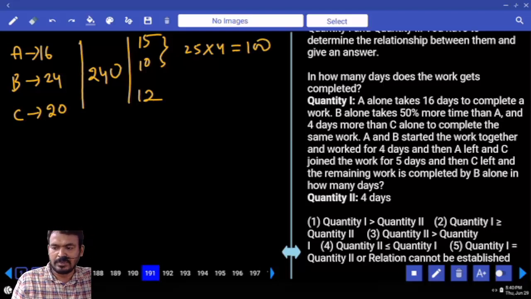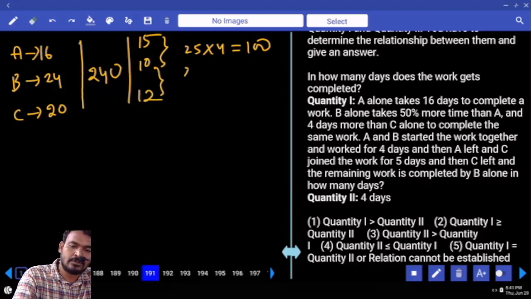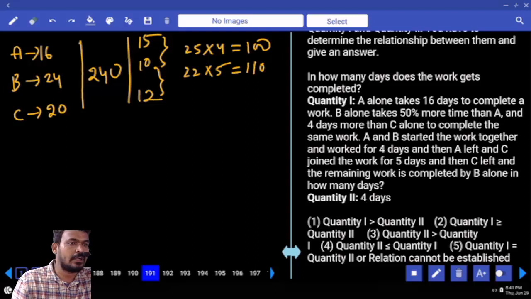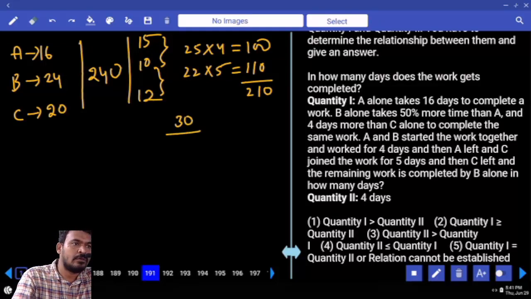Next 5 days, which ones are working? B and C. What is the B and C efficiency? 22, for 5 days. 22 fives are 110. 100 plus 110, total 210 is completed. What is the remaining? 30. The 30 is completed by only B. What is the B efficiency? 10. 30 by 10 means 3 days.